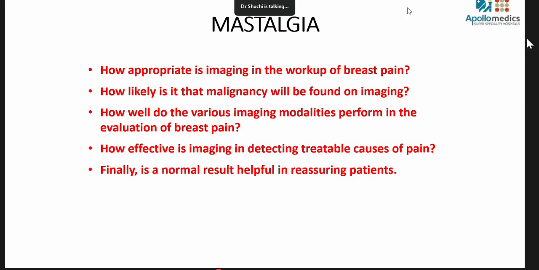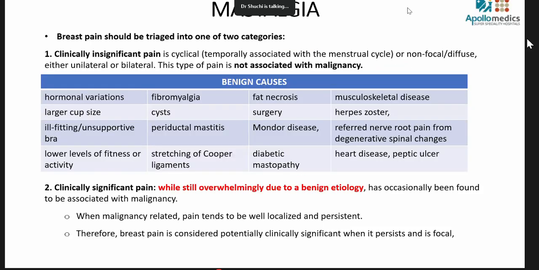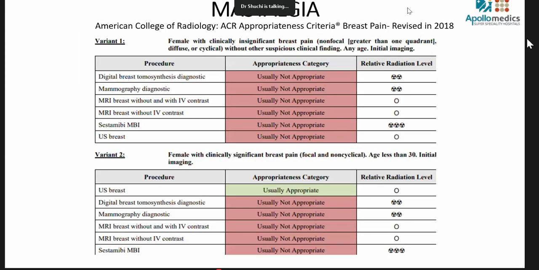And how effective is imaging in detecting treatable causes of pain? Finally, is a normal result helpful in reassuring the patient? Even if she is having pain and she comes to tell you, okay, everything is normal, is it really helpful or not? So for all these things, we have come up with an ACR appropriateness criteria for breast pain.